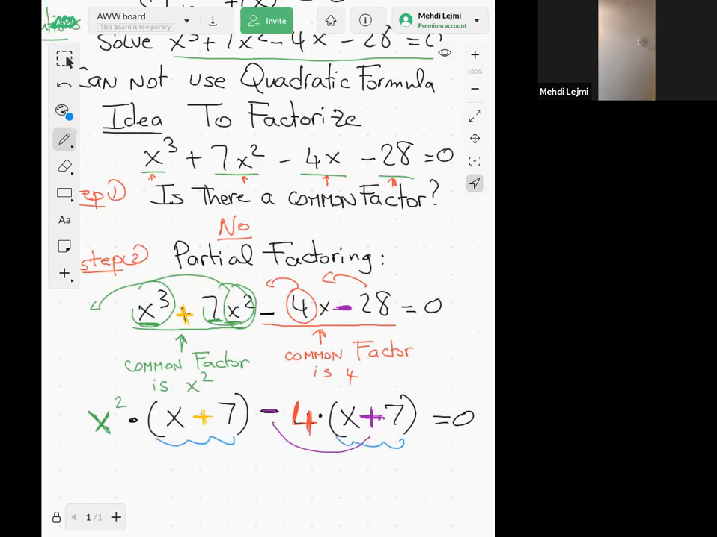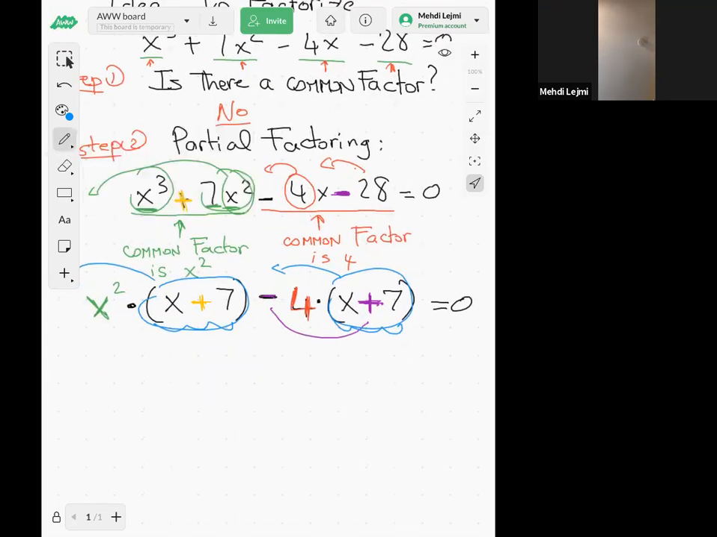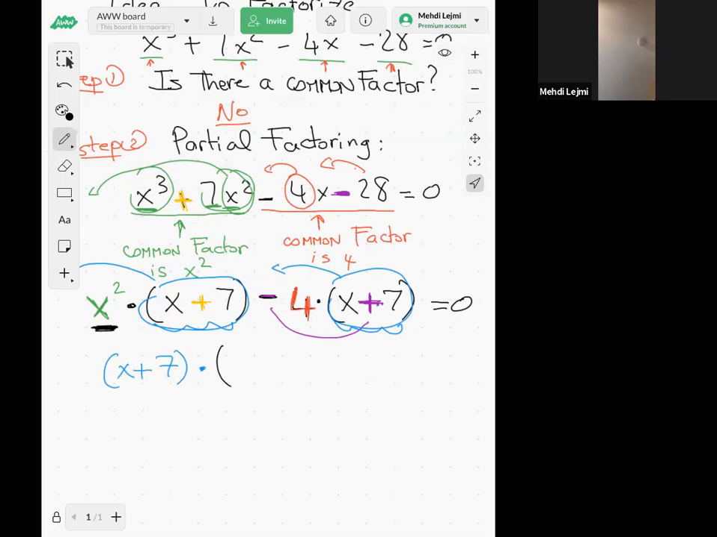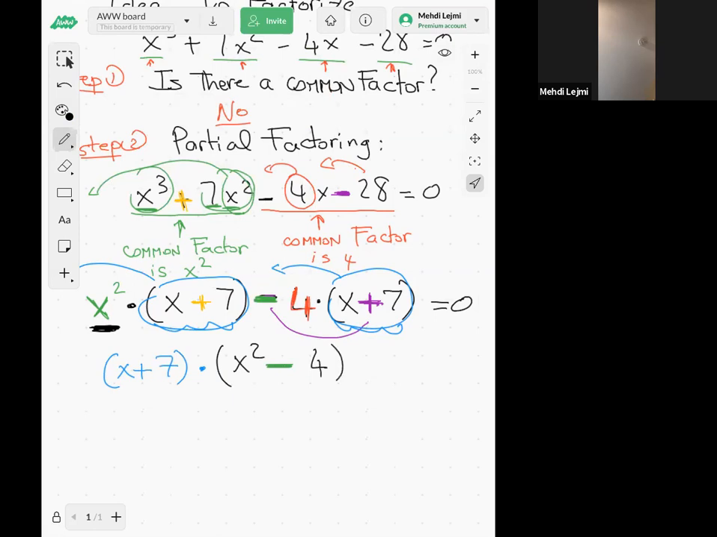So then I can, of course, factor out this x plus 7. All right, so now if you factor out x plus 7, then of course, if you pull out x plus 7, you are left with x squared here. And then there is a minus, so here's my minus, and you factor out x plus 7, then you are left with 4. So this is x squared minus 4, of course, equal to 0.